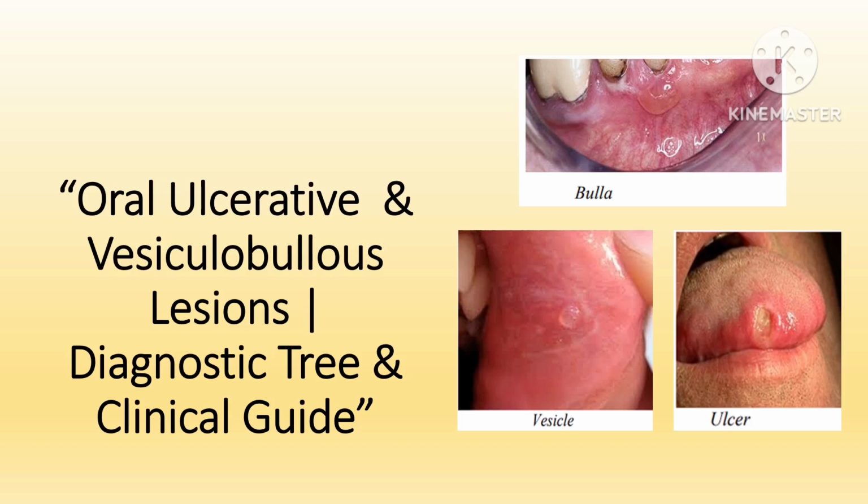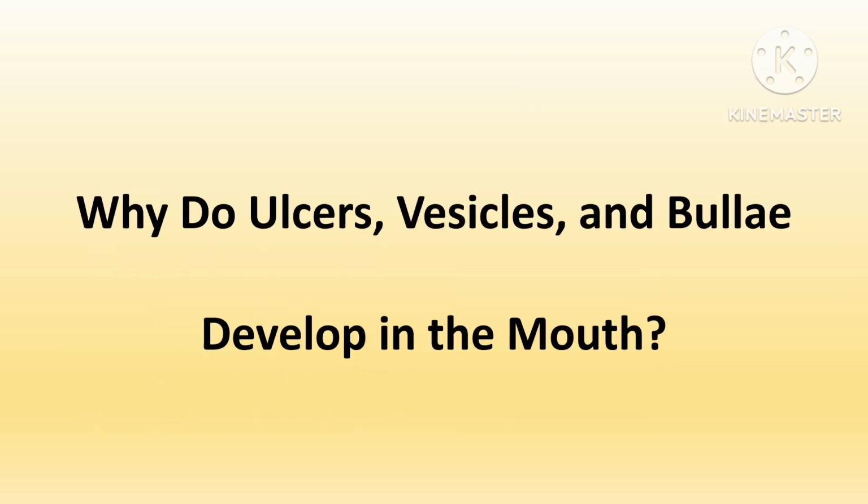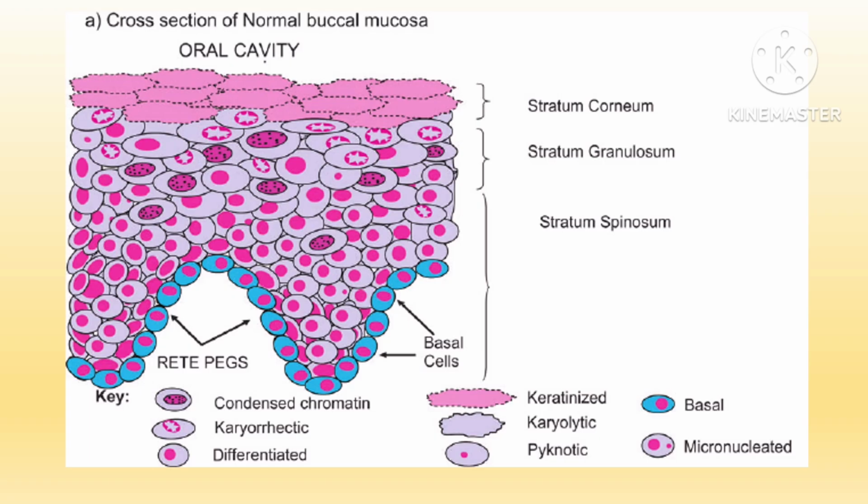Welcome back to Dental Notes and Mnemonics, and today we are going to discuss oral ulcerative and vesiculobullous lesions. First of all, before going into detail of the topic, we should have a basic idea of oral mucosa. Oral mucosa is a mucous membrane lining in the oral cavity. It serves as a protective barrier and is involved in sensation, secretion, and immune defenses.